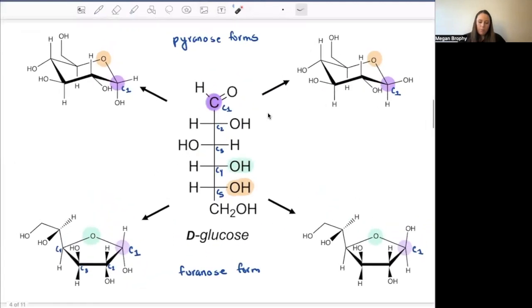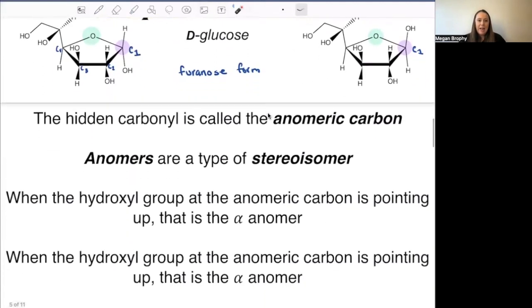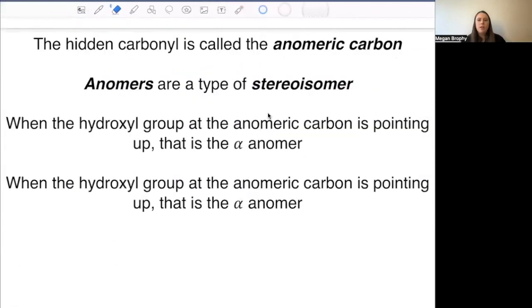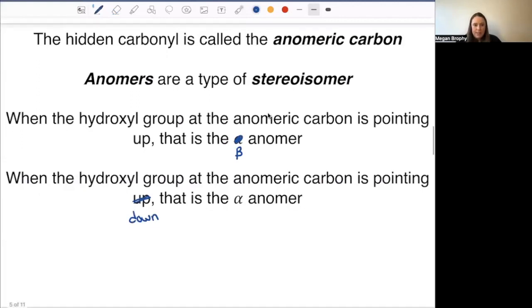Okay. So this hidden carbonyl is called the anomeric carbon. Anomers are a type of stereoisomer, which means that we're going to have some nomenclature associated with them. So when the hydroxyl group at the anomeric carbon is pointing up, that is actually going to be the beta anomer. So this is a pretty big typo. Okay. And then when the hydroxyl group at the anomeric carbon is pointing down, that is the alpha anomer. So let's take a look at the example on the next slide.